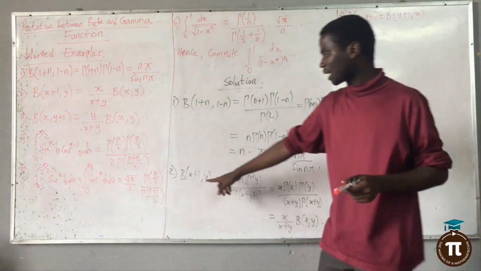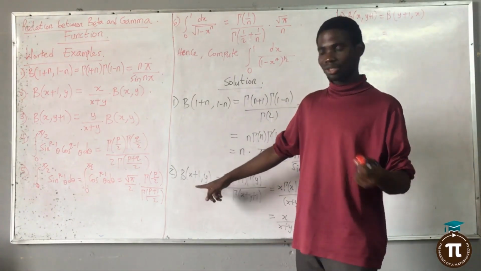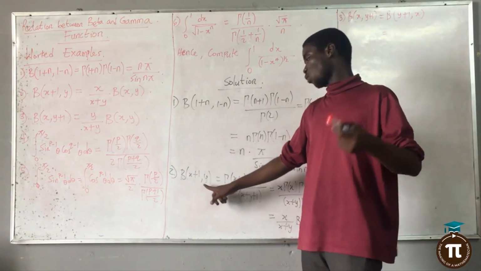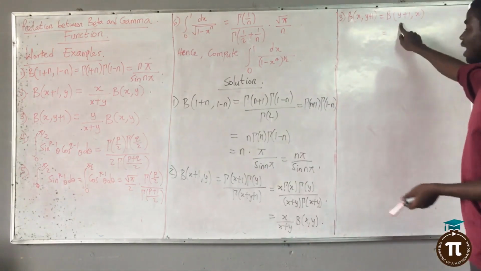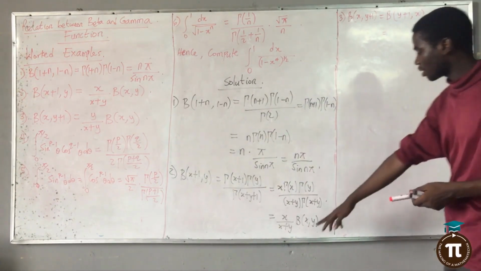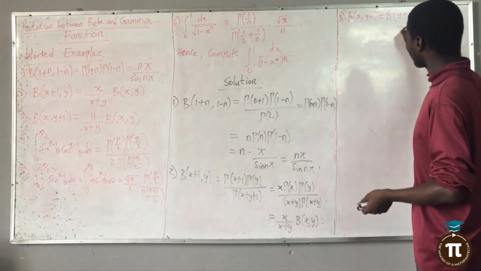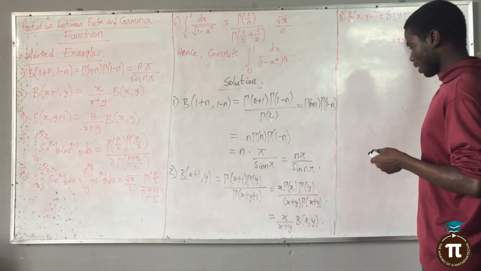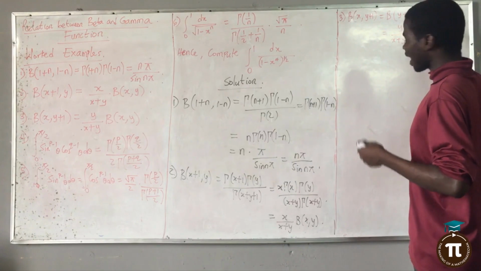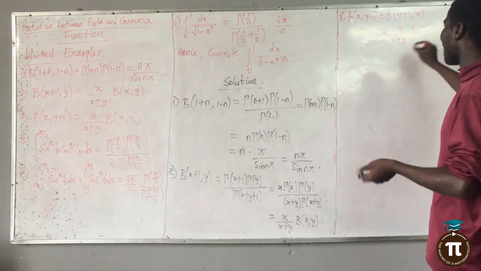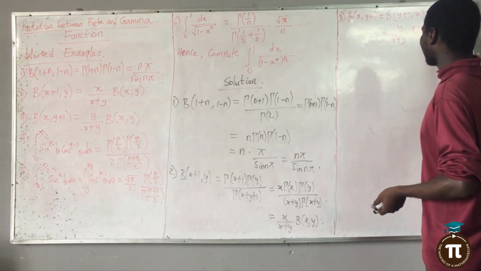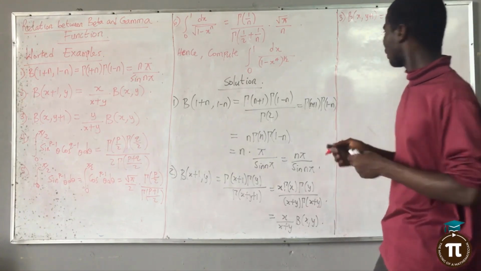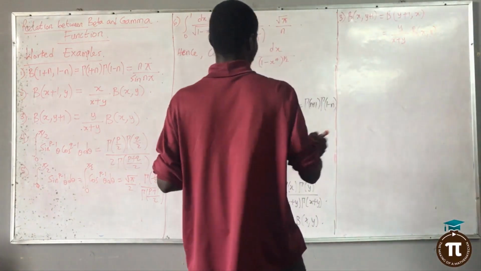What I have in 2 is beta of s plus 1 comma y. So I just replace s with y and y with x. So that's why I have y plus 1 comma s. This one will now be y over y plus x, that's still the same thing as s plus y. Then I have beta of y comma s, and beta of y comma s is still the same as beta of s comma y. So I'm done with number 3.